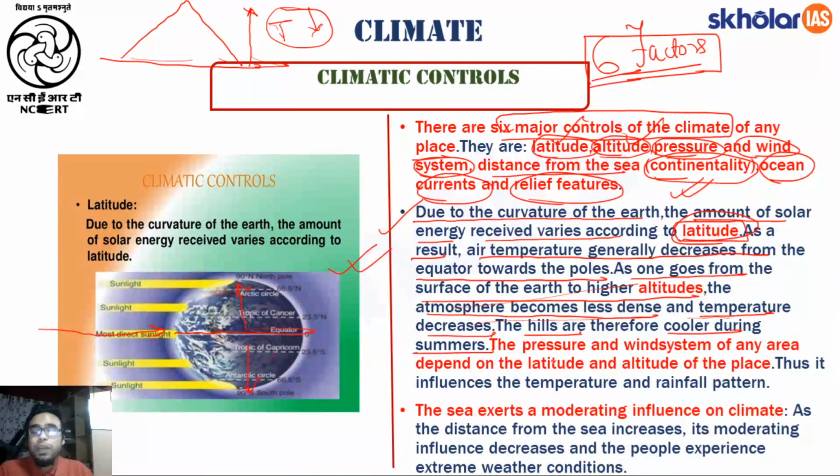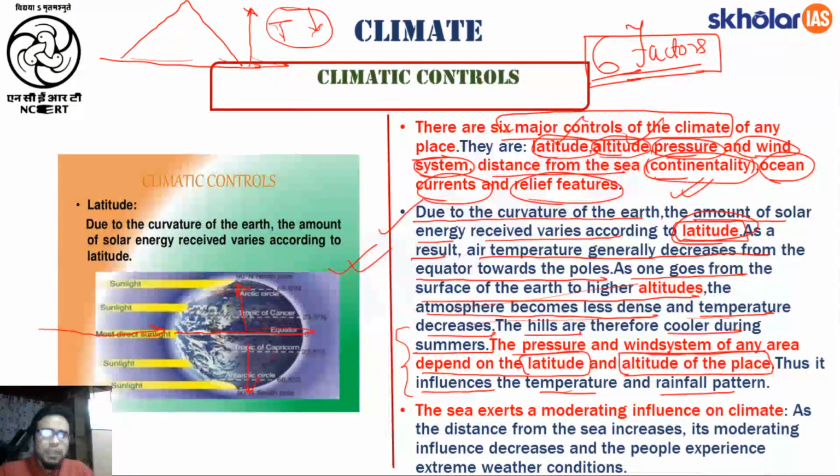Then the next factor, what do we have? We have the pressure and the wind system. The pressure and the wind system of an area depend on the latitude and altitude of a particular place. Now how so? We will look in the next slide. Thus it also influences the temperature as well as the rainfall pattern. Don't worry, we will deal with this sentence in the next slide.